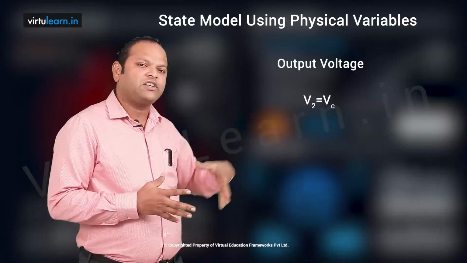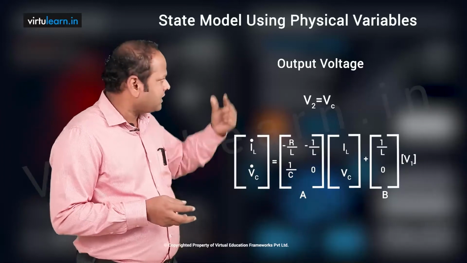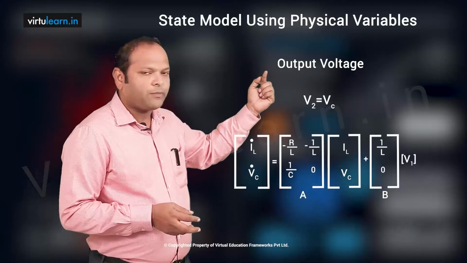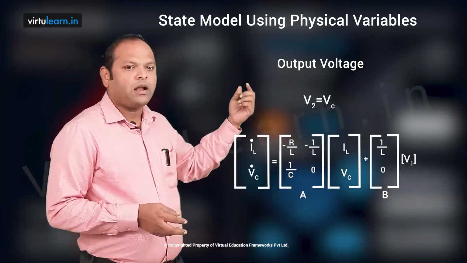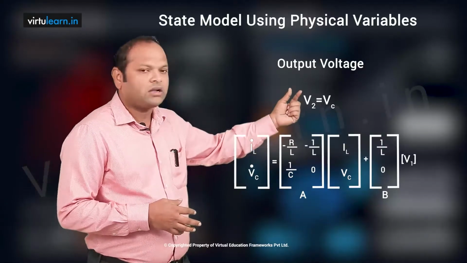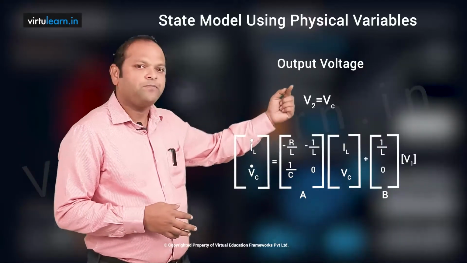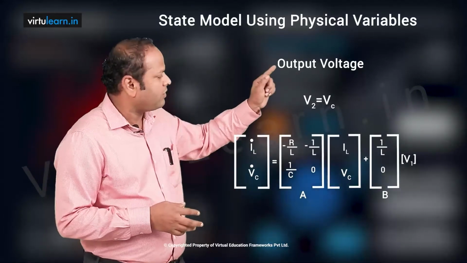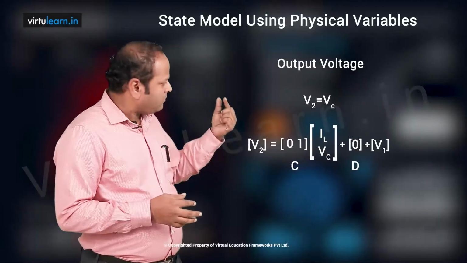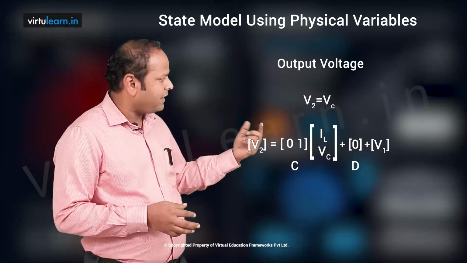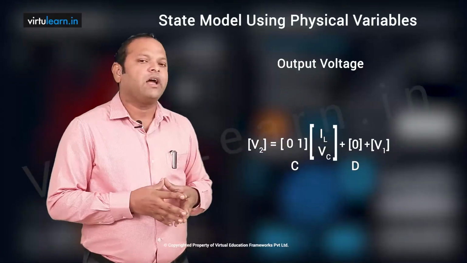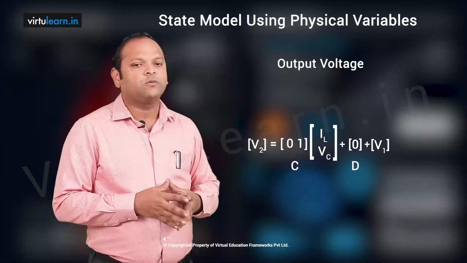So with these three equations I can build the state model as IL dot, Vc dot is equal to, what are the entries of A? We have minus R by L, and minus 1 by L, and we have 1 by C and 0. This is the A matrix, and along with that the state vector which is IL, Vc, plus the input matrix is 1 by L and 0, and the input is V1. The output V2 is nothing but 0 1, which is the C matrix, into IL, Vc, my state vector, plus we have a 0 here, the D matrix, into V1.